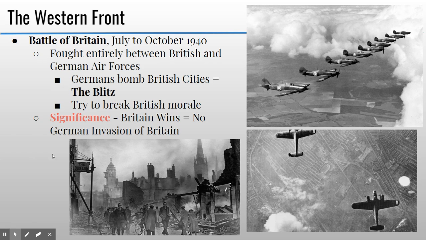The significance of this, though, is Britain actually wins the Battle of Britain. They destroy enough of the German Air Force that the Germans decide it's not worth it. They abandon their plans to invade Britain, and Britain survives as kind of an outpost of democracy to begin to take the fight to the Germans eventually.